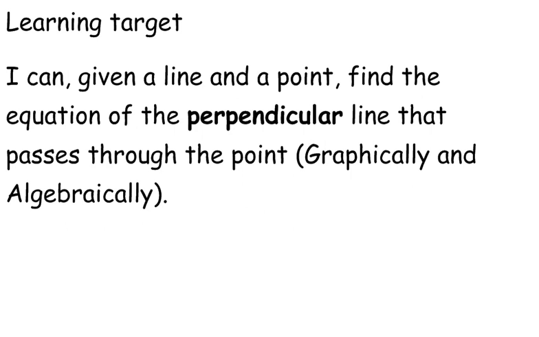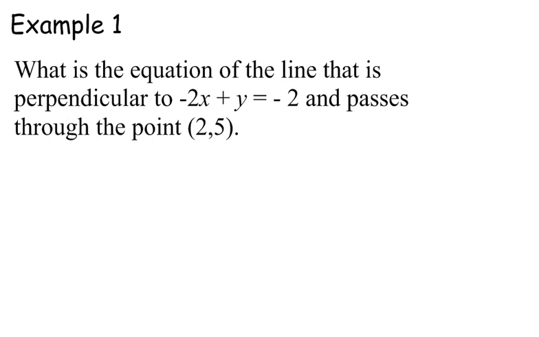Perpendicular line through a point. So here's an example. It says, what is the equation of the line that is perpendicular to negative 2x plus y equals negative 2 and passes through the point 2, 5? So if you saw the last video, this is the same exact question, except now we're doing it for a perpendicular line, not a parallel line. All right, so let's analyze this question a bit.